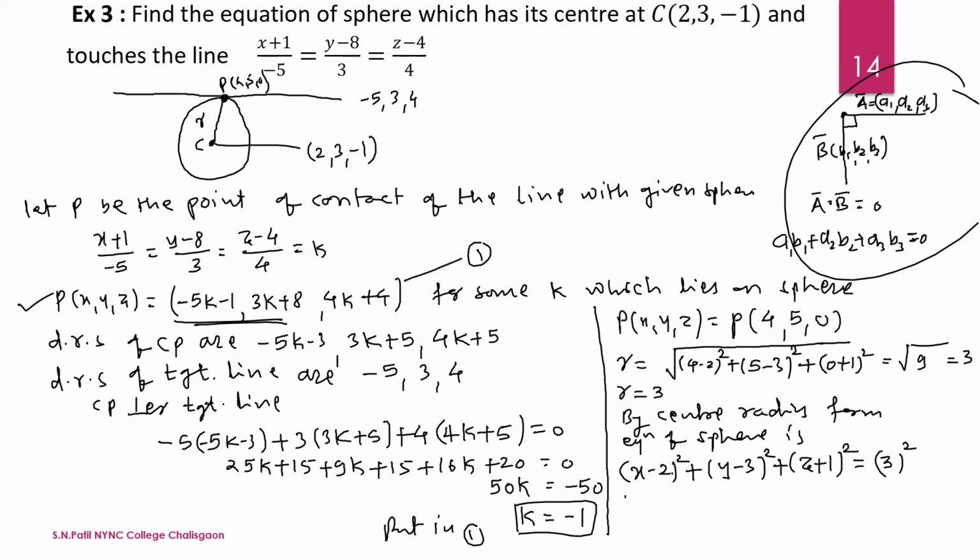You can simplify this, a minus b bracket square. Okay, no problem. Which is the required equation of sphere.